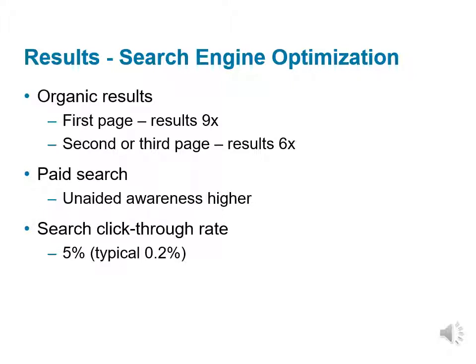For paid search ads, unaided awareness is higher, with consumers 20% more likely to have a positive perception of a brand and 30% more likely to consider a brand on the next purchase. SEO advertising typically has a click rate of 5%, compared to 0.2% for online ads.